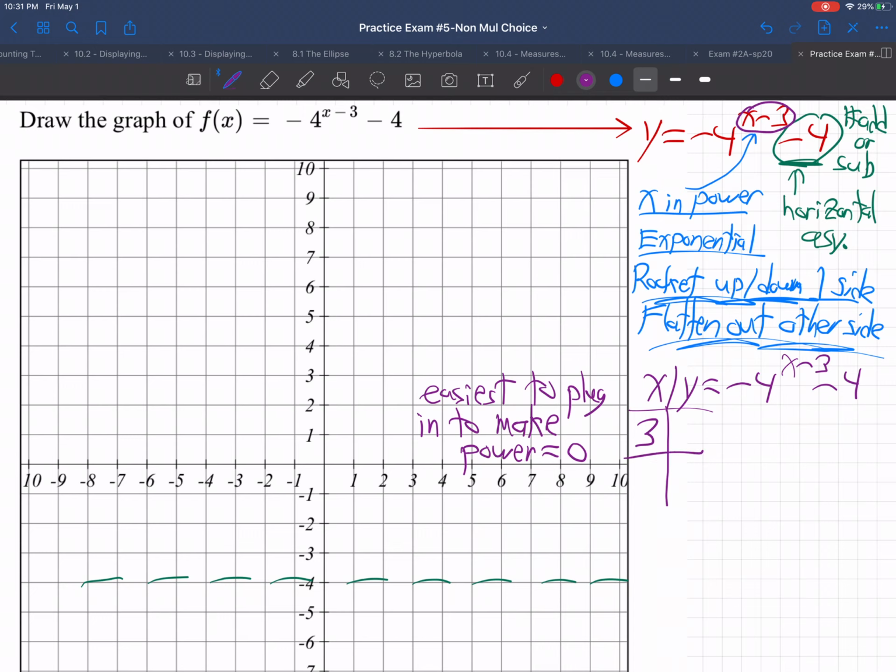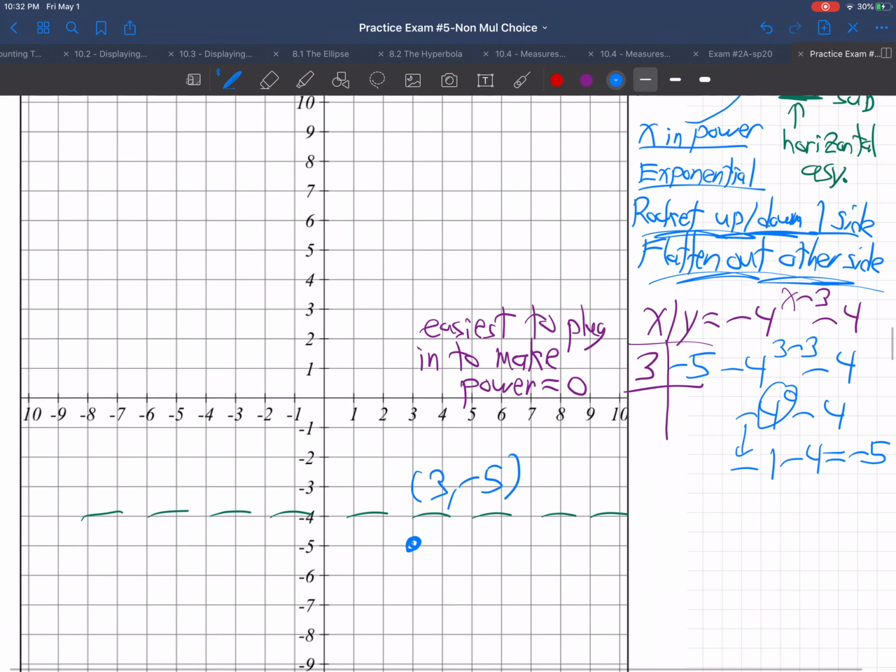So let's do that. So if you plug that in, what do you get? Minus 4 to the 3 minus 3, minus 4. And that's minus 4 to the 0, minus 4. Now, the negative sign is separate, and 4 to the 0 is 1, so minus 4, minus 1, minus 4, minus 5. So that's over 3, down 5 right here. Over 3, down 5. There's our first point.